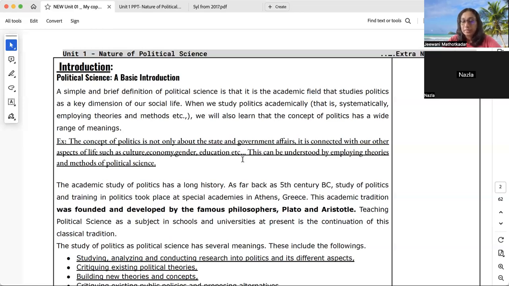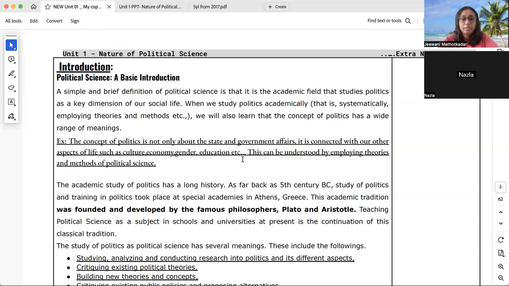When we study politics academically, that is, systematically employing theories and methods, we will also learn that the concept of politics has a wide range of meanings. So under our syllabus, we learn politics academically. Here we are going to learn about academic learning of political science. We are learning political science systematically. The systematic study of political science includes employing theories and methods.